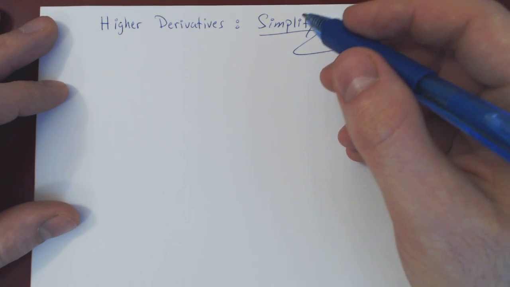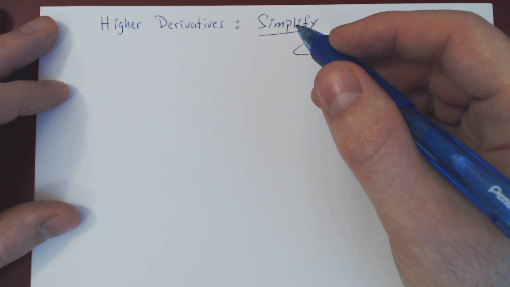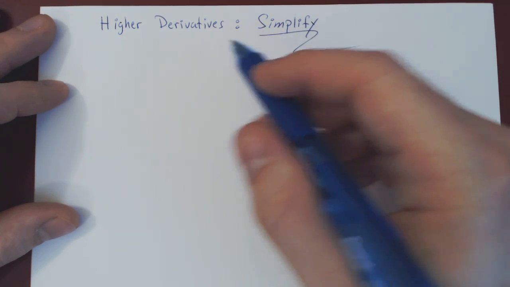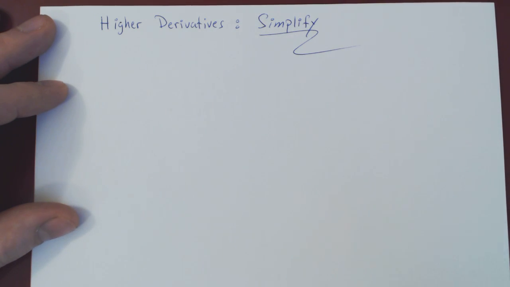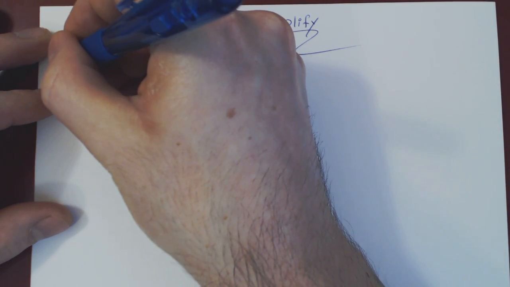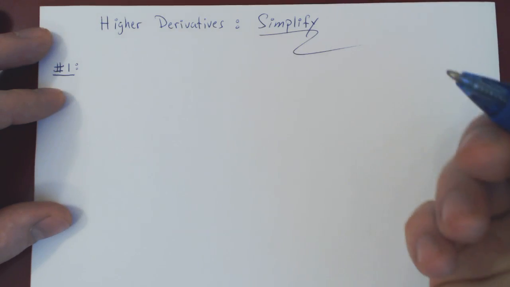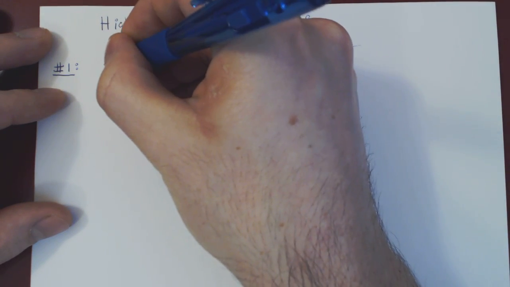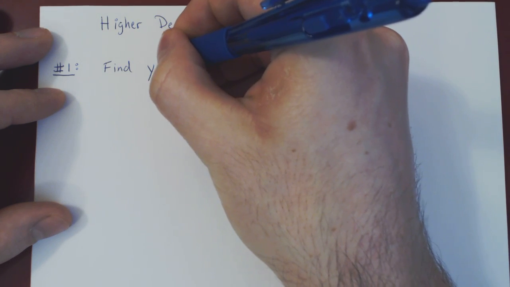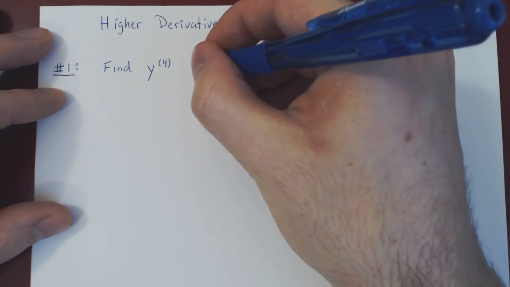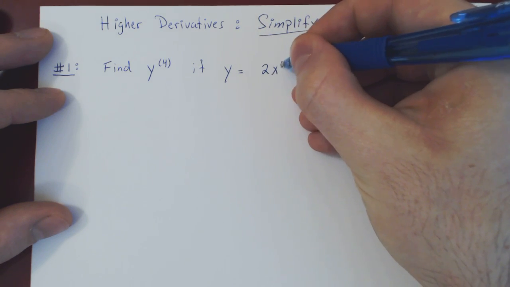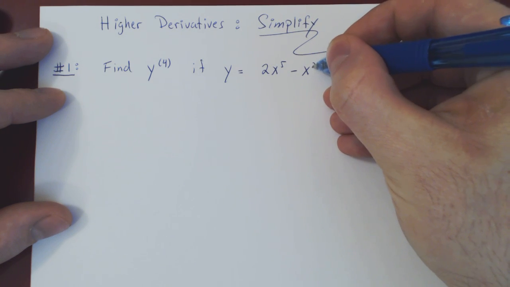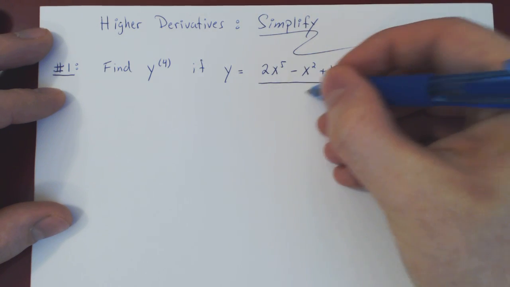So in this video, we'll consider four simple examples of higher derivatives where we can perform critical simplifications before taking the derivative. So number one, very simply, we're going to ask to find the fourth derivative if y is equal to (2x^5 - x^2 + 1) over x^3.